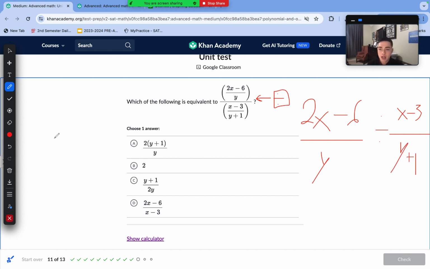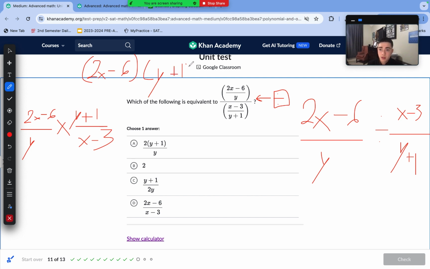So we keep the first fraction the same, 2x minus 6 over y. We change the division sign to a multiplication sign, and then we flip the last fraction into its reciprocal, y plus 1 over x minus 3. Now we can multiply horizontally, so we are left with 2x minus 6 parentheses y plus 1 over y parentheses x minus 3.